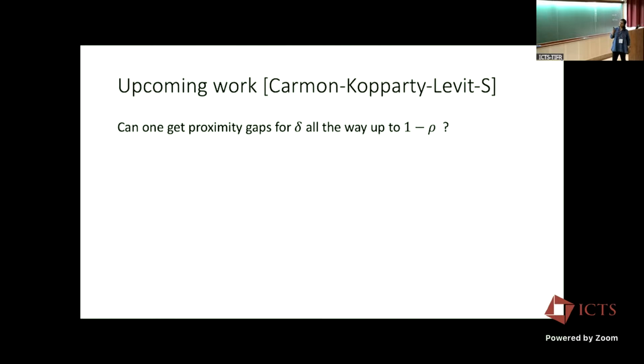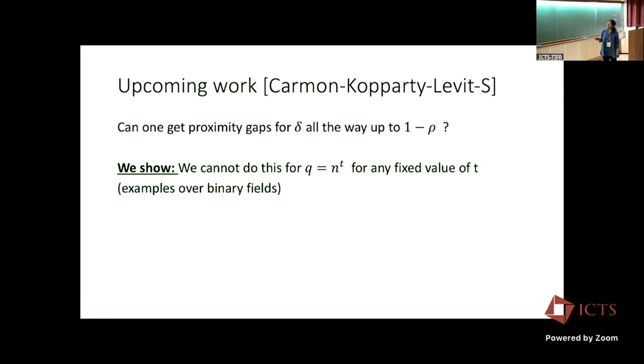In upcoming work, which we are still writing up, we ask, okay, what if you want to go to delta beyond the Johnson bound? Can you go all the way up to 1 minus rho? And we show that we cannot do this. So we don't know, for Reed-Solomon code list decoding, we don't know. Maybe you can list decode all the way up to 1 minus the rate of the code.